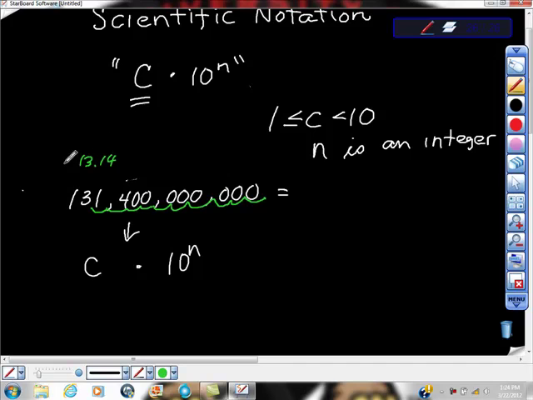So let's test and see if C works. This is our C value right here, right? Is C greater than or equal to 1? Yes or no? Yes. But is it less than 10? No. So if that's not true, we do what? Move the decimal point over again. So I just keep testing and I move it over. Okay, so now we have our C value as 1.314, don't we? So 1.314 times 10 to what power? How do we figure that out?